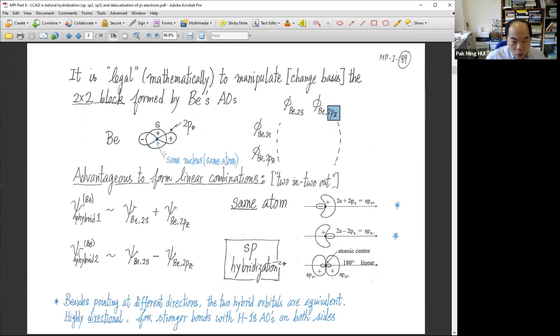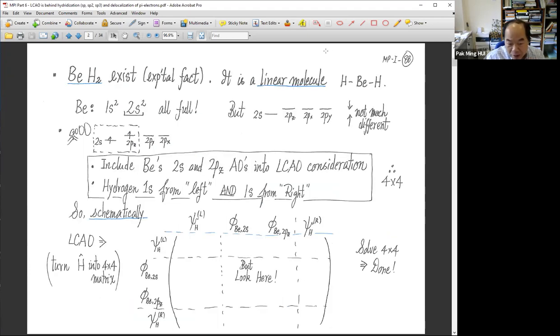So let's draw a picture out. The beryllium 2s will be like a ball, it is an S. The beryllium 2p is like a dumbbell, like that, okay? They belong to the same atom, so I emphasize that I draw it starting from the same nucleus, and that's the main point for hybridization, all right? And now, we can change bases. When we have a matrix, we can change bases, right? Okay, this is the key point.